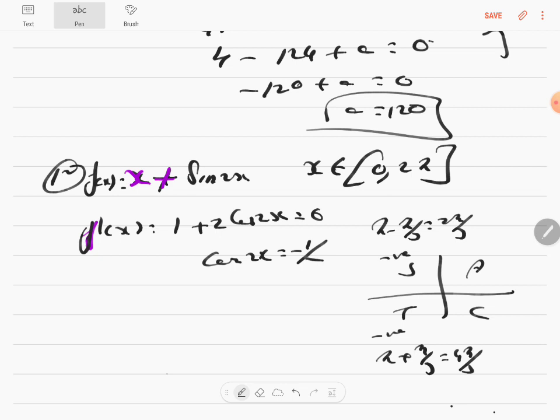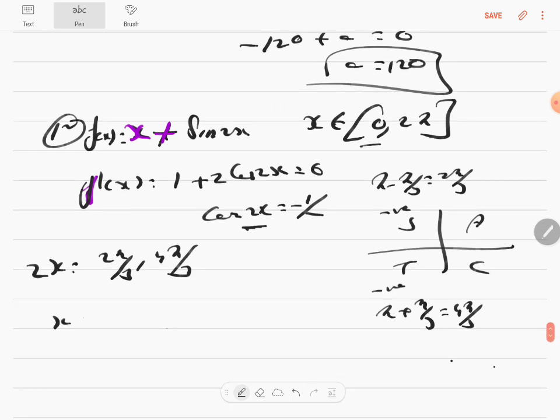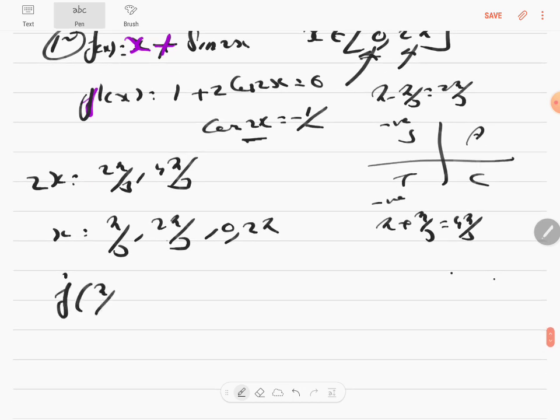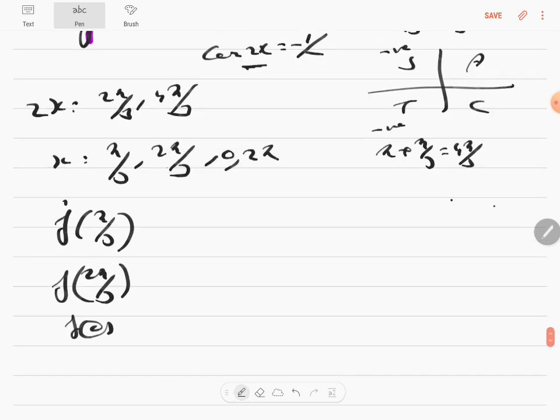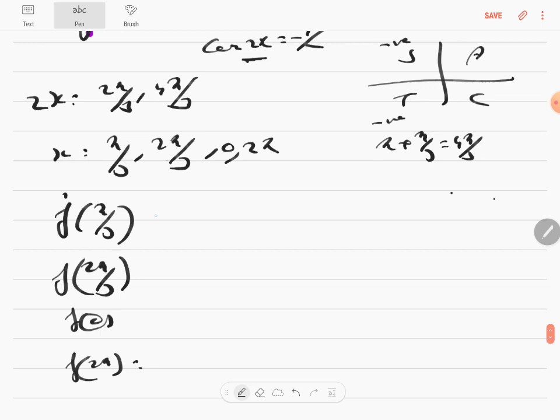But you're supposed to check for one full revolution, so these two are valid. So you're going to put x is equal to, no, not x, what is it? 2x is equal to 2 pi by 3 and 4 pi by 3. Therefore x is equal to pi by 3 and 2 pi by 3. Apart from that, you should also check for x is equal to 0 and 2 pi. So then put f of pi by 3, f of 2 pi by 3, f of 0, f of 2 pi. Substitute them all in the question.